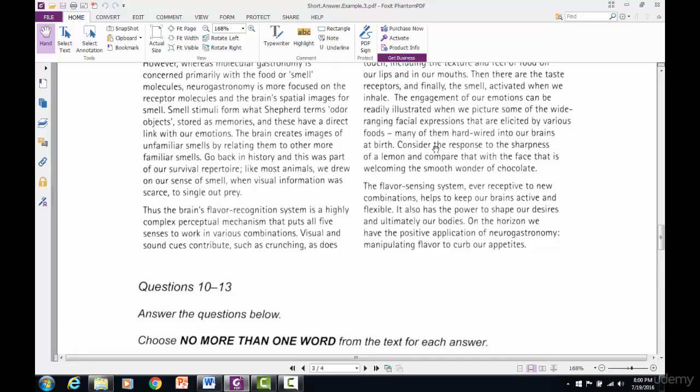All right. Consider the response to the sharpness of a lemon and compare that with the face that is the welcoming, smooth wonder of chocolate. Answer is chocolate. Welcoming, smooth wonder. That's a synonym for saying positive emotion. So our answer is chocolate. Sharpness of a lemon, sharpness is not a positive emotion. But a welcoming, smooth wonder of chocolate, that's a positive emotion.